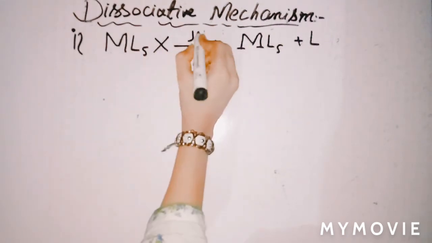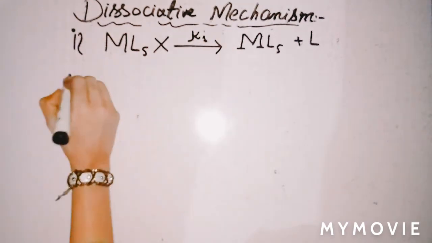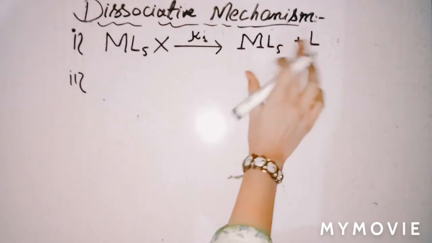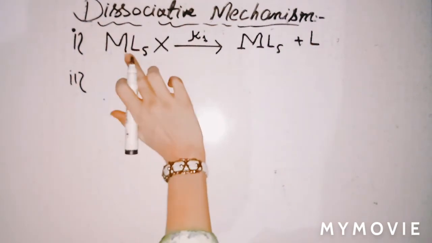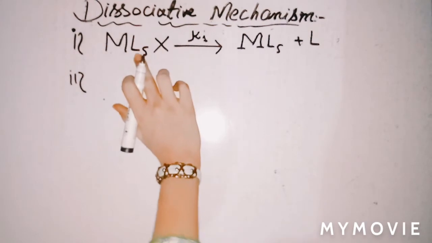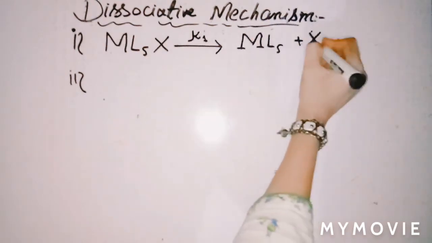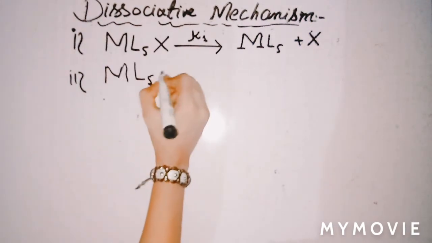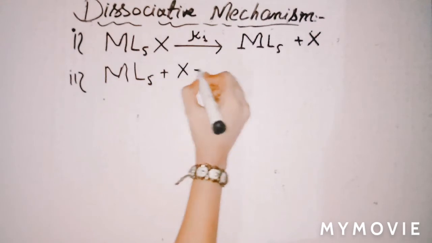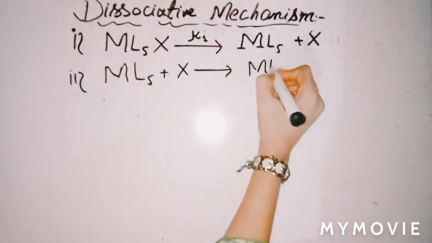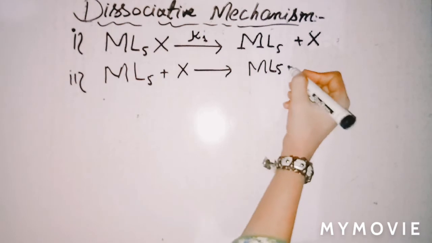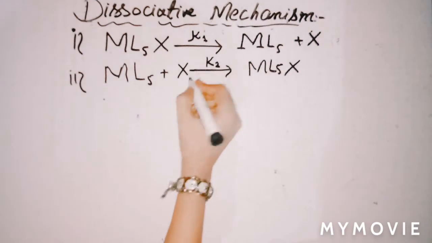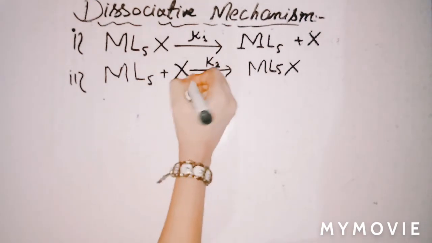In this case the rate constant is equal to K1. In the second step there is also the possibility of the intermediate reacting with the leaving group and yielding ML5X. So ML5 plus X also yields ML5X. Here the rate constant is equal to K2.